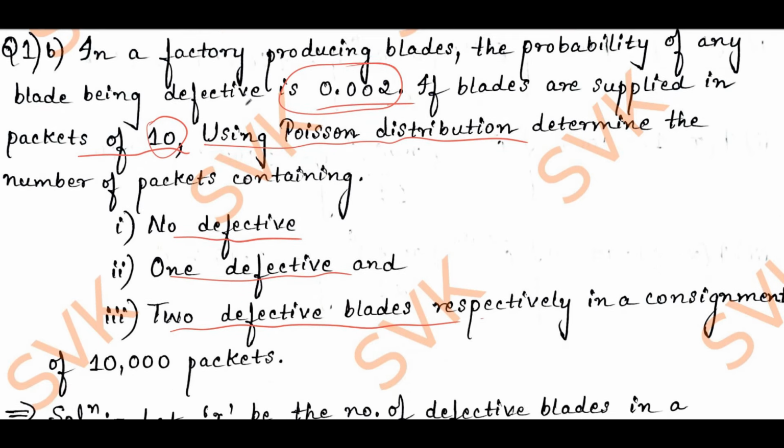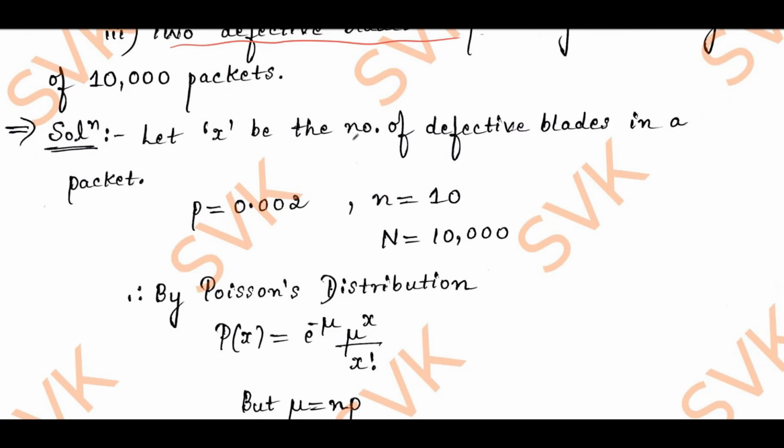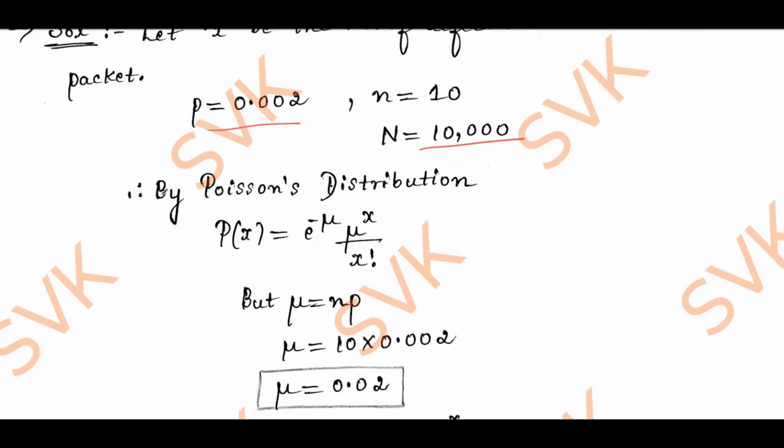Taking the problem here, let x represent the number of defective blades in a packet. The probability of success is 0.002, n is 10 and capital N is 10,000 packets. The Poisson distribution is given by the formula P(x) = e^(-mu) mu^x / x!.